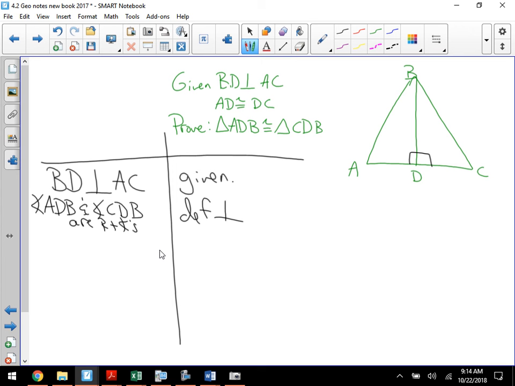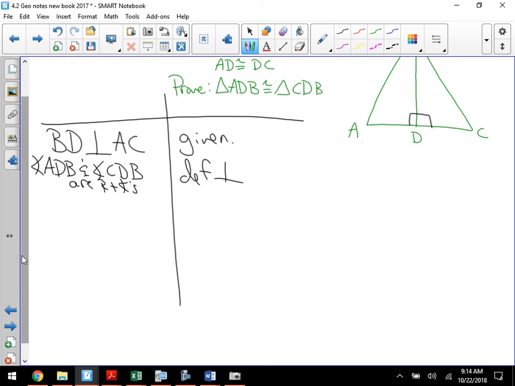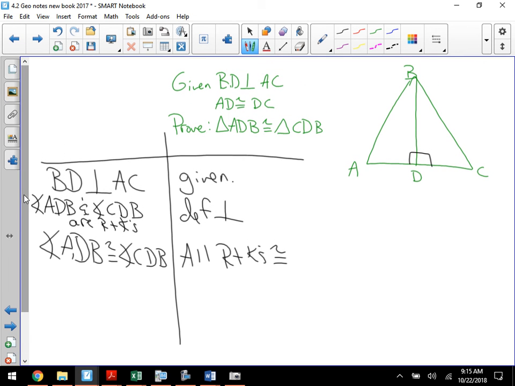After you did that, according to your sheet, it now says state that the right angles are congruent to each other. Once you have right angles, now you can say that angles ADB is congruent to CDB, all right angles are congruent. When you're given perpendicular, there's three things we're going to write out: Given, definition of perpendicular, and all right angles are congruent. Right off the list.